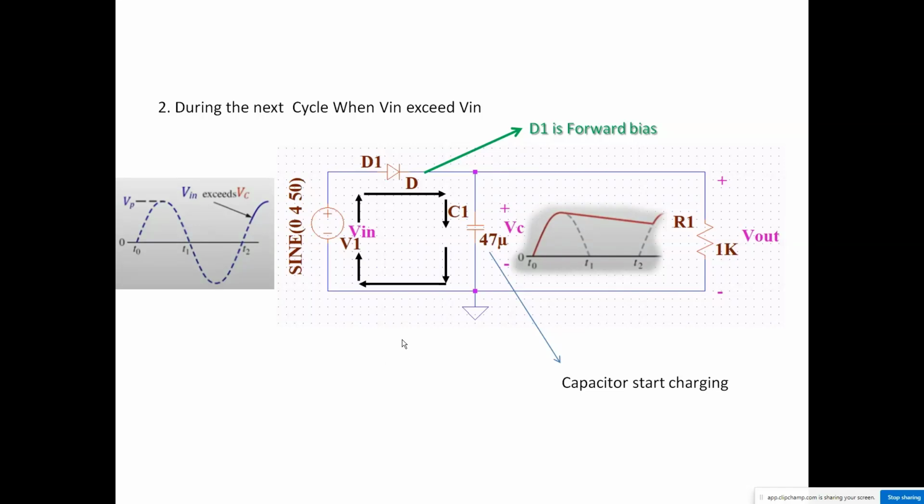Hi everyone. Continuing the previous video, now we are going to discuss the ripple voltage. Please refer to the description below for the previous video.